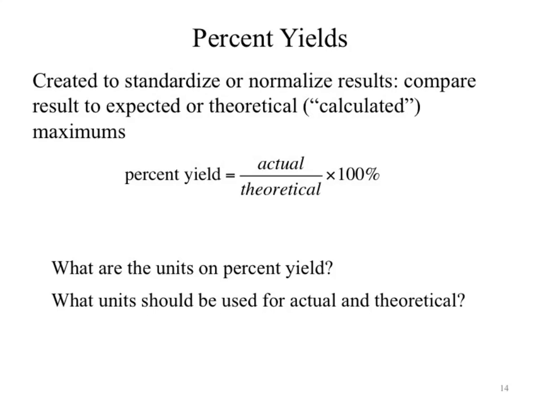So we need to make sure that the units that we've got for our actual and our theoretical are identical. So what do you guys think those units could be? If we went back to our chemistry, what did we start with on the last one? It was sodium carbonate plus H2O plus CO2 going to 2 sodium hydrogen carbonates. Any ideas what units we might use?